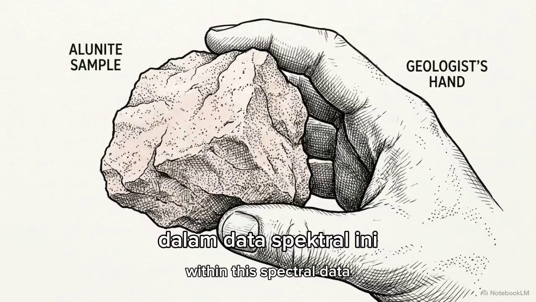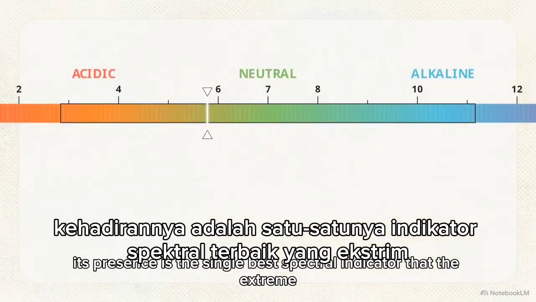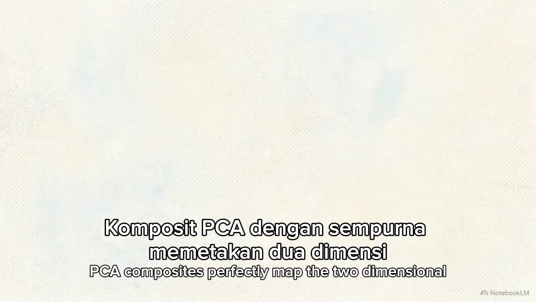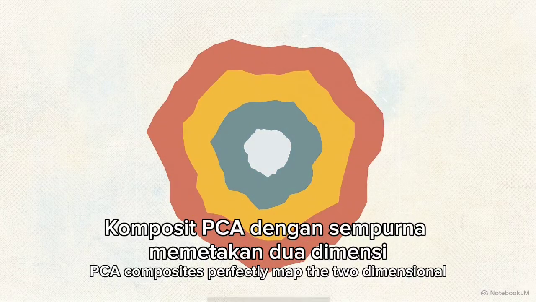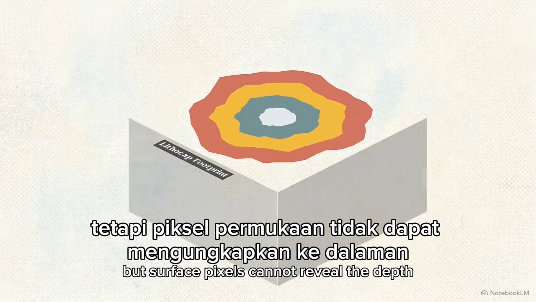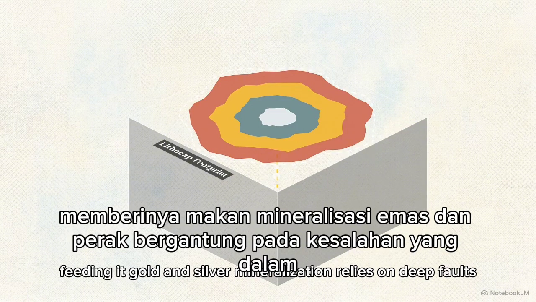Within this spectral data, alunite is highly diagnostic. Its presence is the single best spectral indicator that the extreme low pH environment required for a high sulfidation system existed here. PCA composites perfectly map the two-dimensional acidic footprint of the lithocap, but surface pixels cannot reveal the depth or exact trajectory of the vertical fluid conduits feeding it.